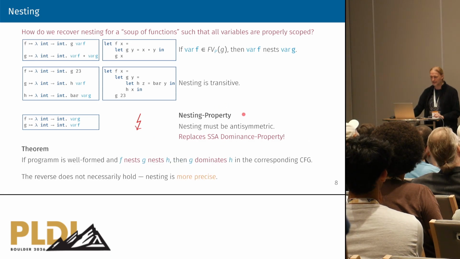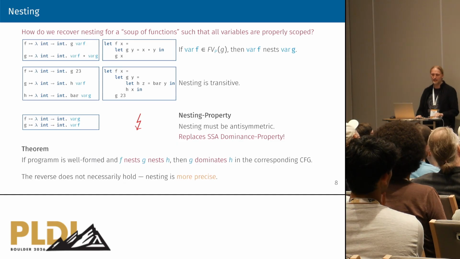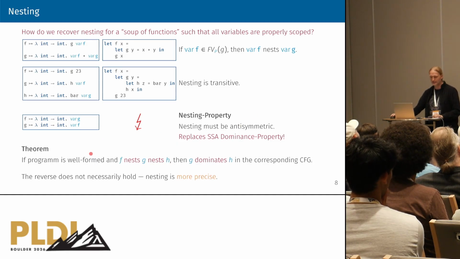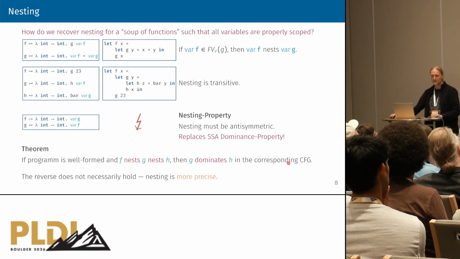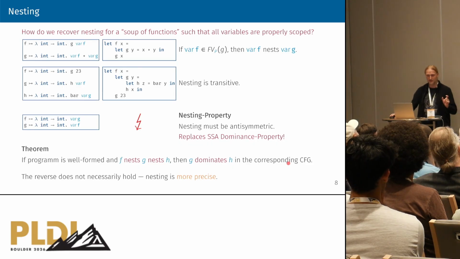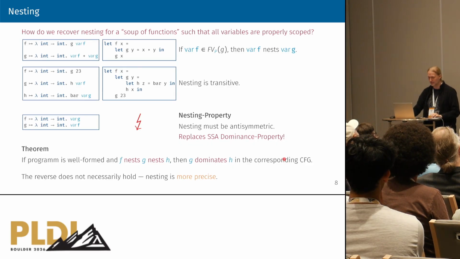Yeah, and in fact, in the paper, we prove that if a lambda G program is well typed, and we have a situation where F nests G nests H, then this implies that G dominates H in the corresponding control flow graph. The reverse does not necessarily hold, so this means that nesting is more precise.